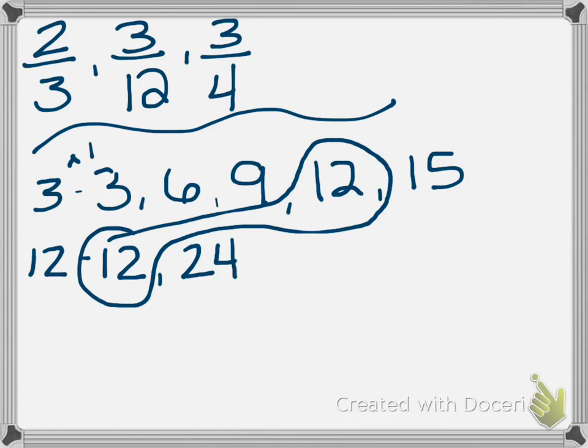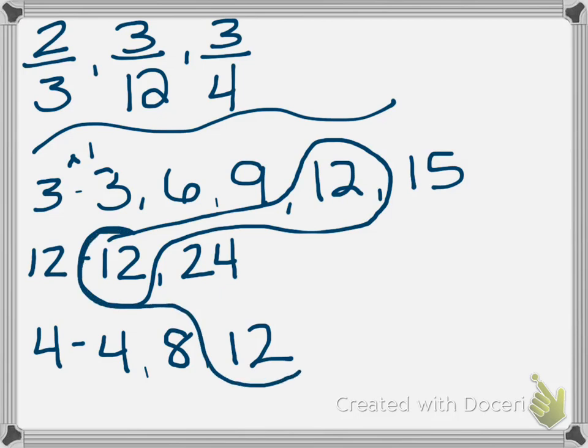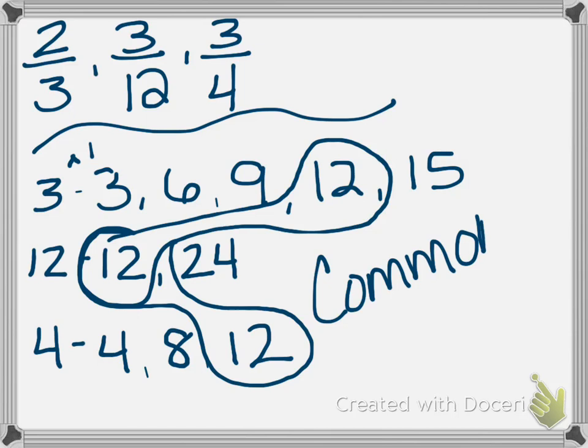So now I'm going to go with 4 until I see if I can get 12 as well. 4 times 1 is 4. 4 times 2, 8. 4 times 3, 12. Perfect. So now I'm finding that I have a common multiple between all 3 of these. So this becomes my common denominator.